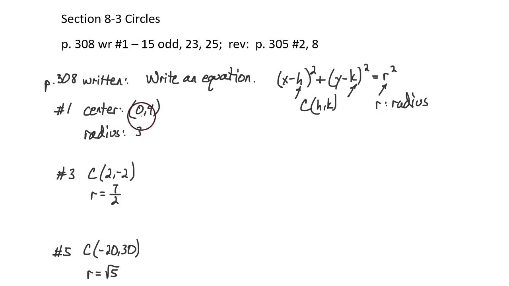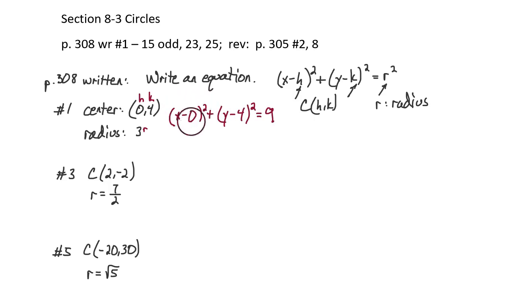We're going to take these numbers that were given and use them as the values of h, k, and r. So h is the 0 here. K is the 4. R is the 3. So in parentheses, x minus 0, and then in these parentheses, y minus 4. And that's equal to r squared. So it's going to be 3 squared, which makes 9. Here's the equation of the circle.